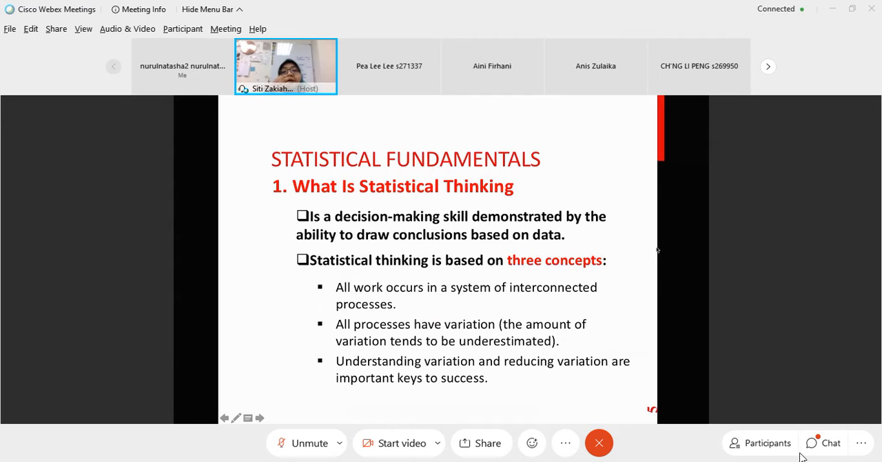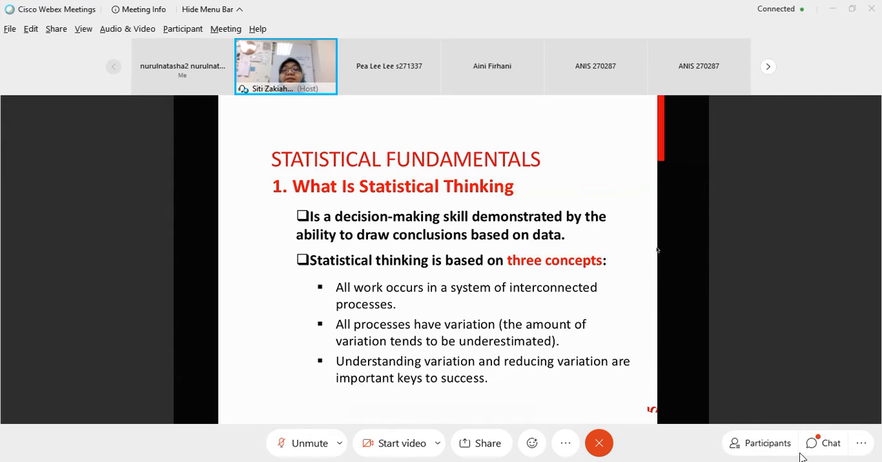Here they talk about statistical thinking, pemikiran secara statistik, right? What is statistical thinking? It is a decision-making skill demonstrated by the ability to draw conclusions based on data. The important thing is decision-making based on data, bukannya agak-agak, bukan rasa-rasa. Every decision that you make must be based on data.